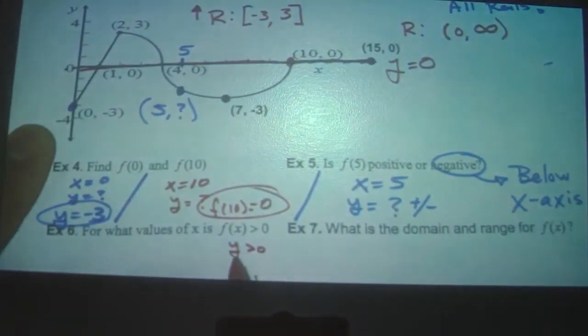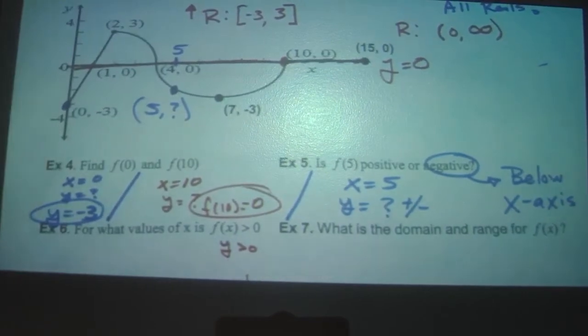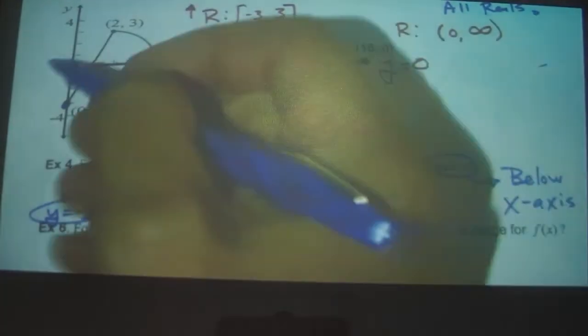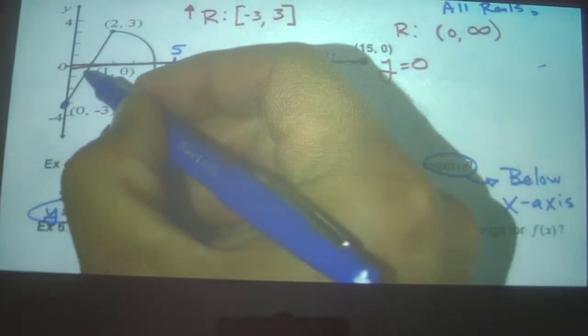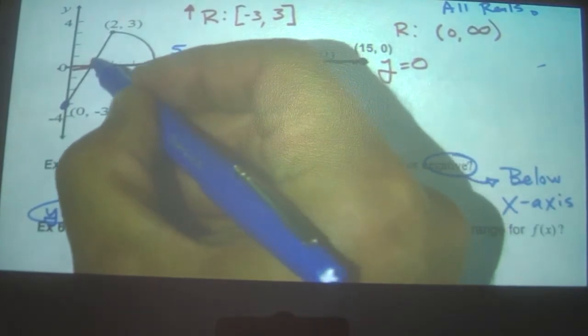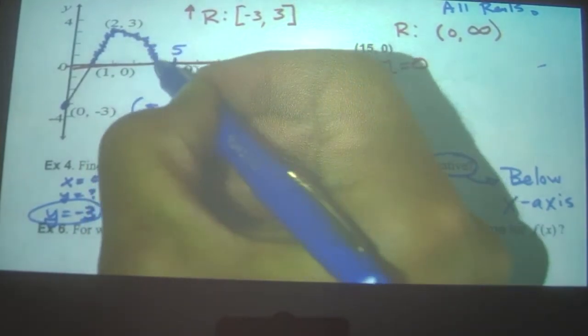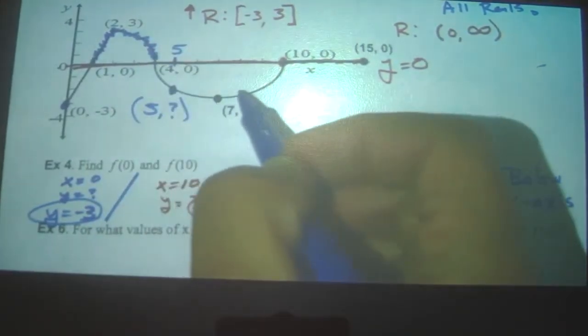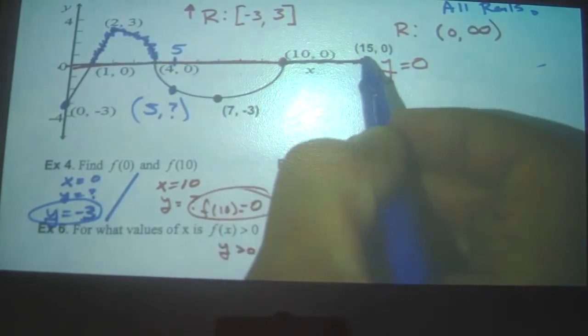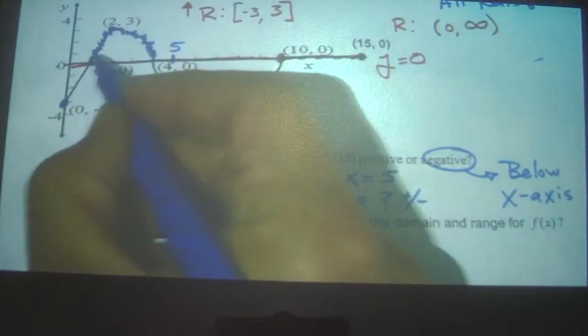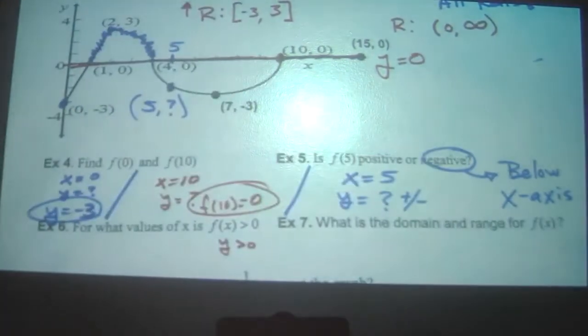Well, they want to know where are the x values above the x-axis. Where are my y values greater than 0? So I look. These are all negative. Negative, negative, negative. 0. Now these are all positive, positive, positive y values. Positive, positive, positive. 0. Negative, negative, negative, negative, 0. So my answer is all of these x values between 1 and 4.